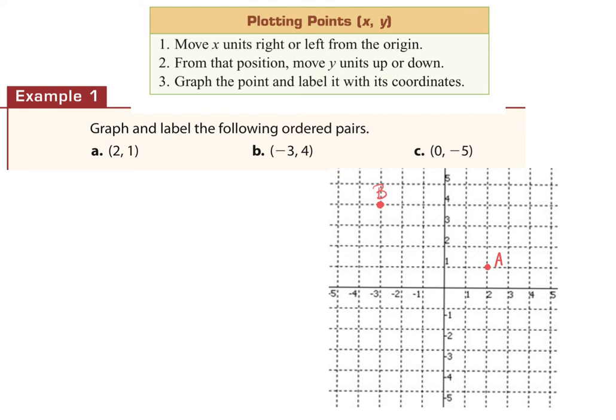0, that means we don't move it at all left and right. If your first coordinate is a 0, then you're going to be on your y-axis. So we just move down. And that will be where our third point would be.